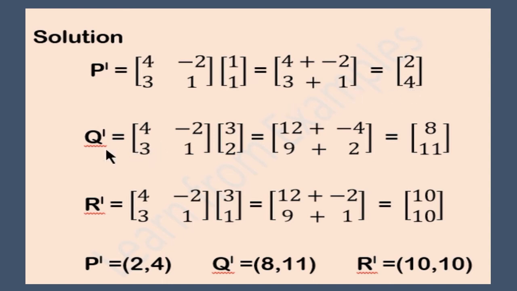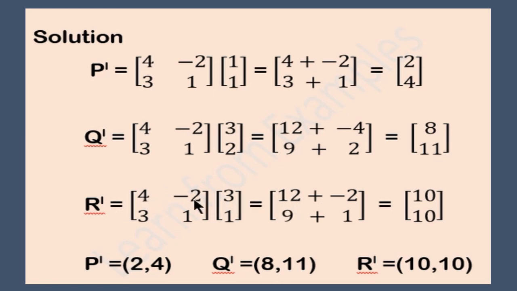Next, Q dash is equal to the transformation matrix multiplied by the coordinates of point Q written as a 2 by 1 matrix. First element 4 multiplied by first element 3 is 12. Second element negative 2 multiplied with 2 is negative 4, which gives us 8 here. Go to the second row, take the first element 3 multiplied with the first element 3, you get 9, and the second element is 1 and the second element here is 2, so 1 times 2 is 2, and 9 and 2 give you 11 here.